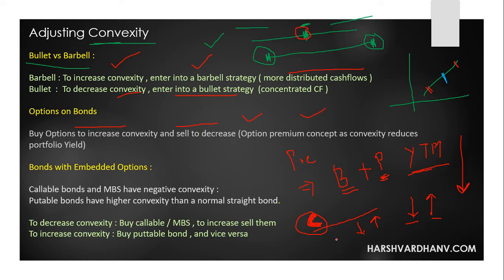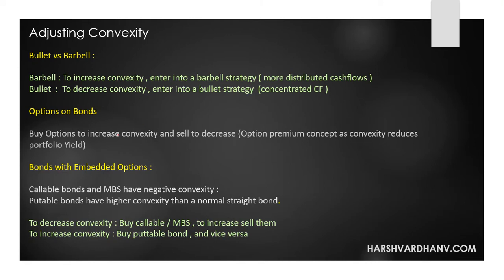So what is this call option doing? It is giving you an option, a similar option. That's why it acts as a positive convexity. And when you don't have this option, you lose the option to call the bond or increase your returns by paying the premium. You simply decrease the convexity. Let us consider it again. Buy options to increase the convexity.